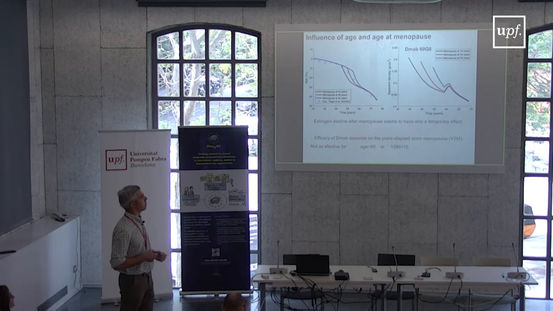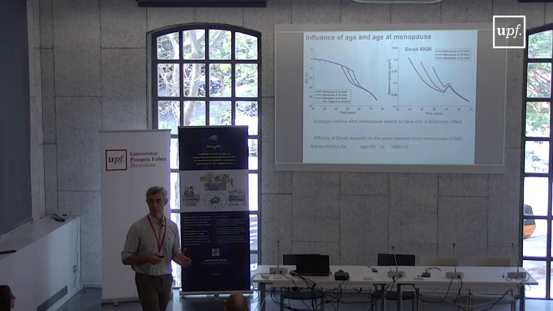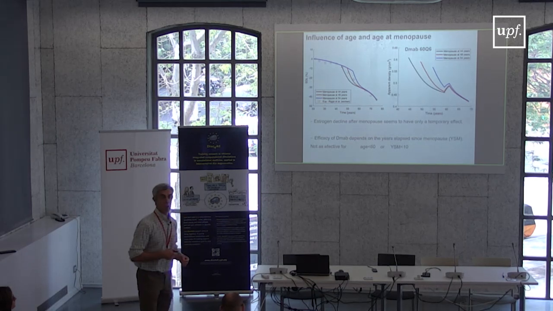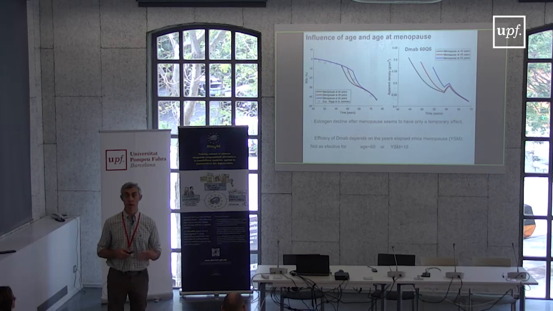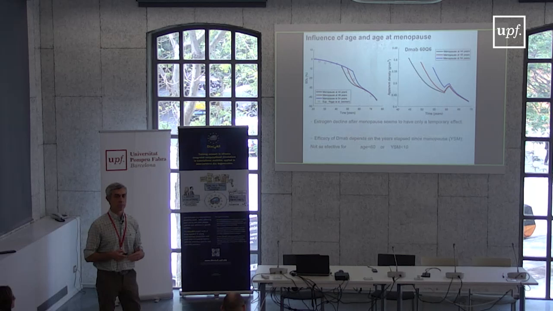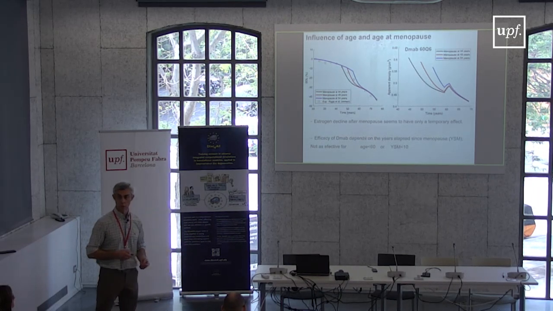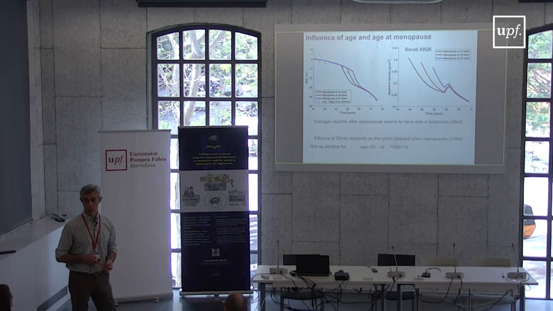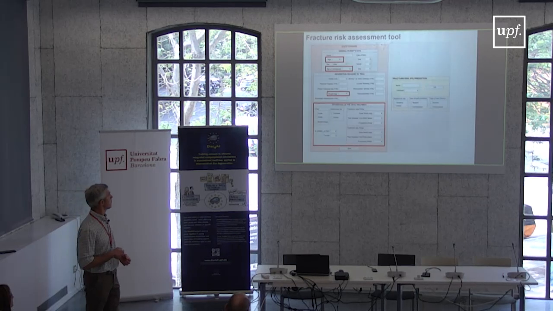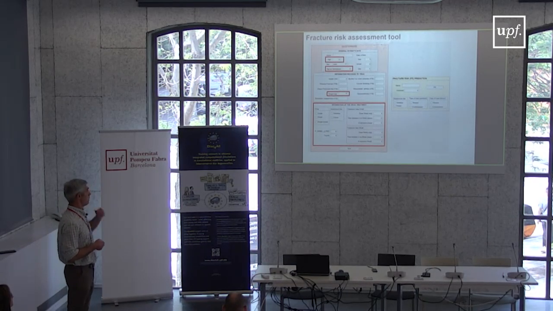The efficacy for this blue curve, which is late menopause, is not very significant. So you had better not start your treatment at 60 if menopause occurred at 54. You should wait for 10 years after the onset of menopause to begin the treatment. So not only age is important, but also the age at menopause could play a role. So that's why we include all those things in our tool.